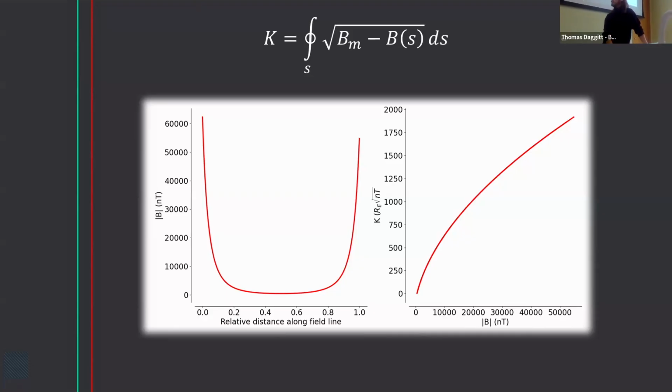And in this plot on the left, we've got the magnetic field strength along a sample field line on the y-axis, and then the x-axis is the relative distance along the line. So from the North Pole to the South Pole, how far along are you?